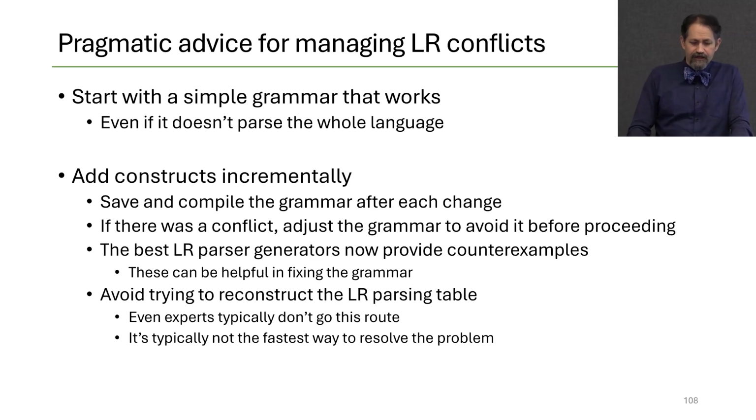Something that's much better is to use a counterexample. So the best LR parser generators now provide counterexamples, and so they'll give you basically two different programs that illustrate the conflict, right? Or they'll give you a program where the parser can't tell what to do and tell you at what point it's making that decision. And so these can be helpful in fixing the grammar. You can basically find out where things are ambiguous, and reconstruct the grammar so that ambiguity can't happen.